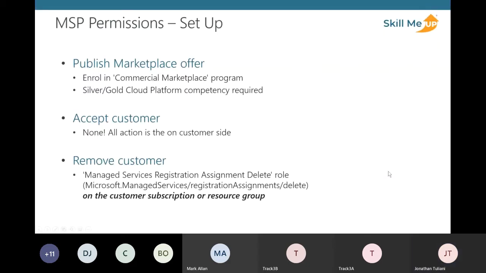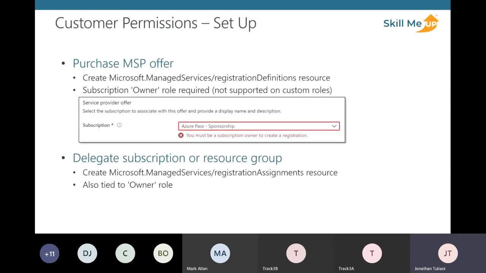Okay. So that is these permissions here. That was for this setup piece. On the customer side, to purchase that offer from the marketplace, you need to be the owner on the subscription, and it's not supported on custom roles. It has to be the full-on subscription owner role. Service admin doesn't do it. You have to actually be the RBAC owner. If you're a service admin, you'll have to go and grant RBAC owner, and then you go from there.